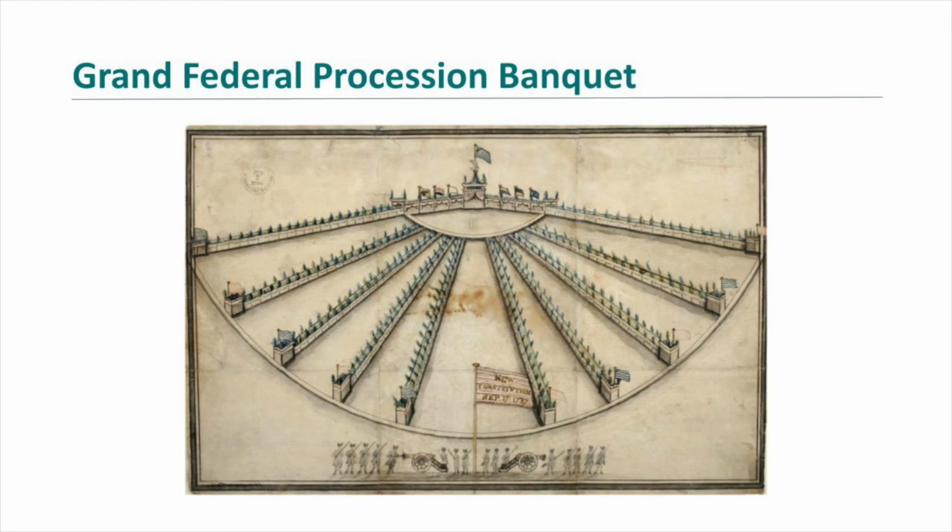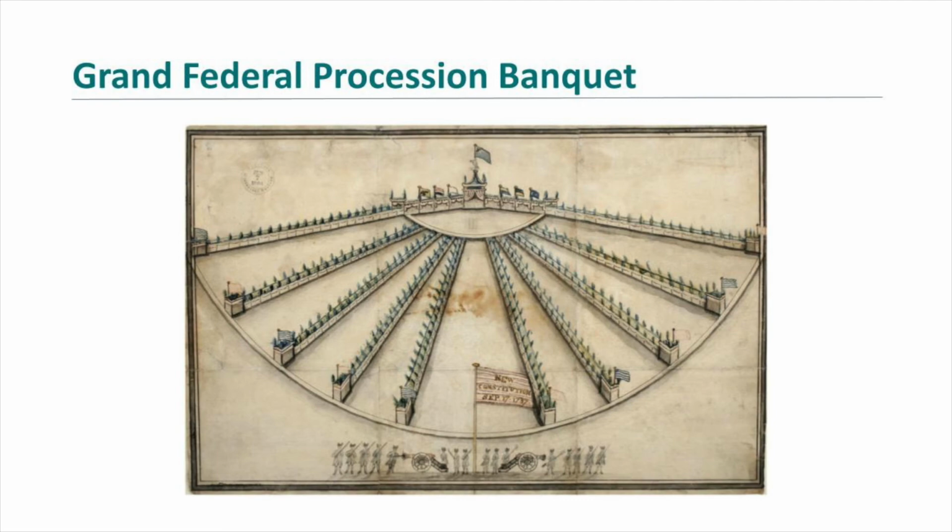Now, here is a picture called the Grand Federal Procession Banquet. This is after the Grand Federal Procession, which we saw in New York. Hundreds of marchers enjoyed a celebratory banquet. The 10 tables represented the states that had ratified by July 1788 when the procession took place.